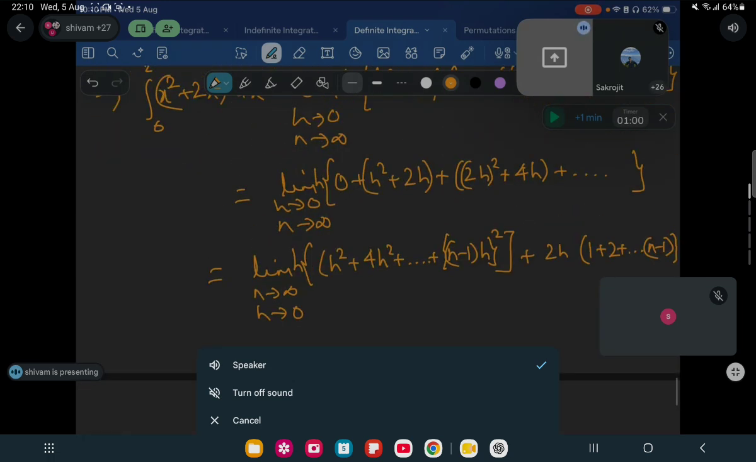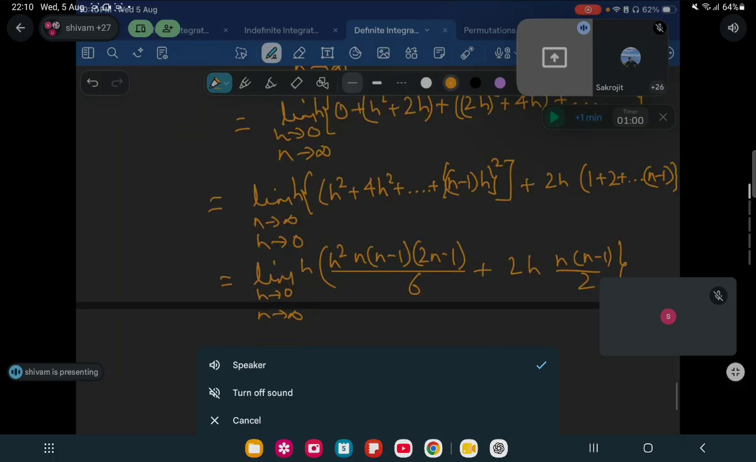Okay, let us simplify. This will give us how much? Limit h tends to 0, n tends to infinity. What do we get? h multiplied by: taking the sum of the squares, it will be equal to h square into (n minus 1) into (2n minus 1) divided by 6, plus 2h into (n minus 1) by 2. Tell me, are you people getting? Anyone having any doubt, you can ask me.